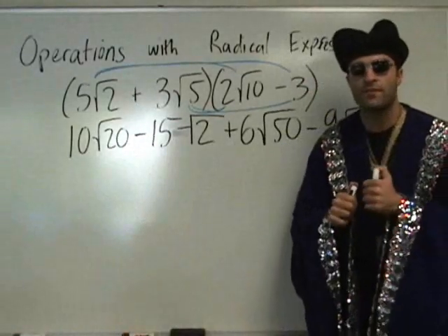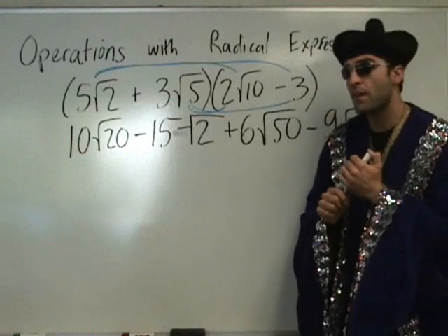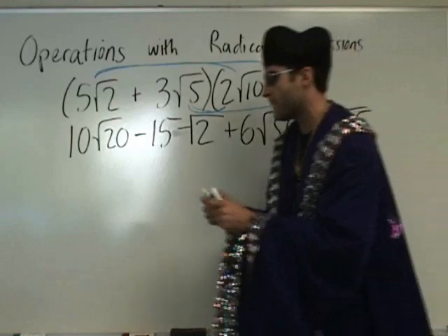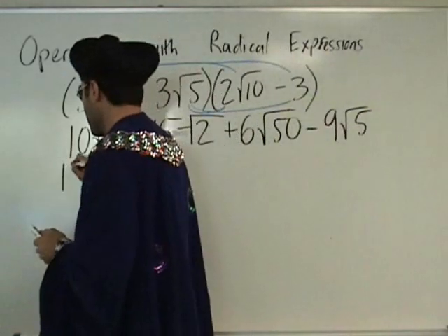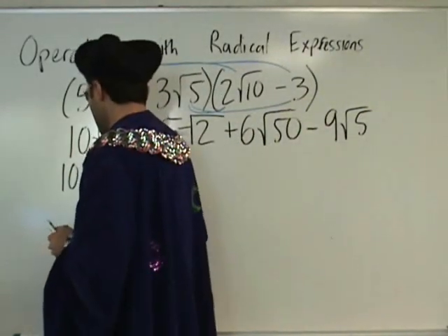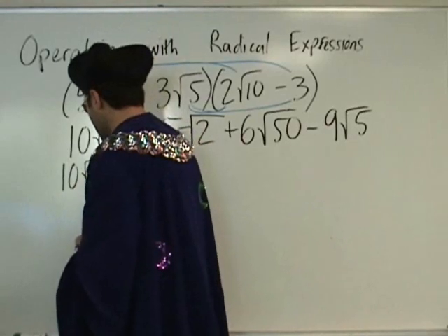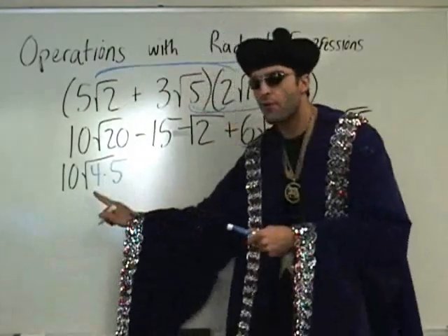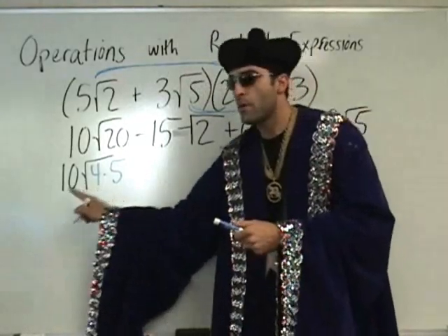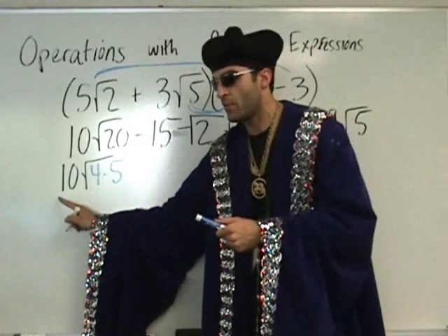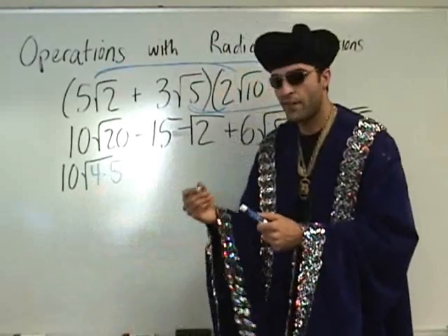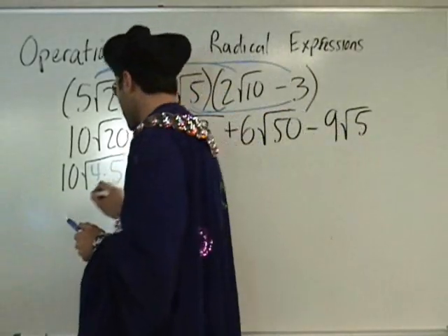Volunteer for F. Square root of 20, reducing. I know you know how to do this. Yes, 5 times 4. Okay, so what's the square root of 4? 2. The 2 multiplies with 10 to make 20. So this reduces to 20 square root of 5. Very good. 20 square root of 5.